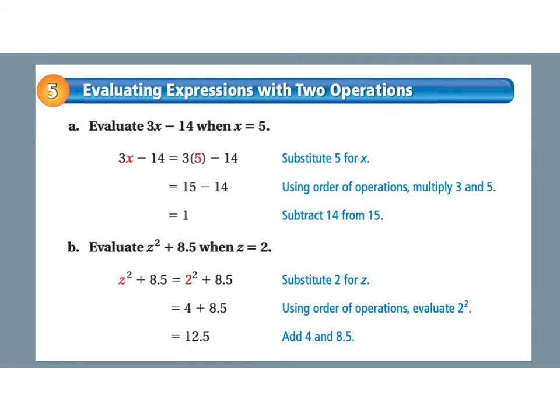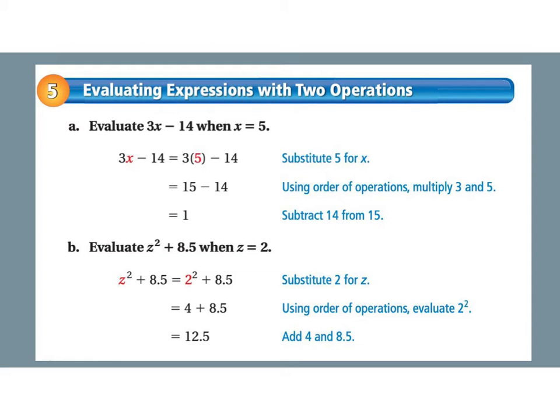Next one, evaluate 3x minus 14 when x equals 5. So we're going to work up to 2 operations. So there's 2 operations in here because, remember, 3x means 3 times 5. So we would have the 5 for x, 3 times 5, minus 14. So then, using the order of operations, you've got to do that first. 3 times 5 is 15. 15 minus 14 is 1.